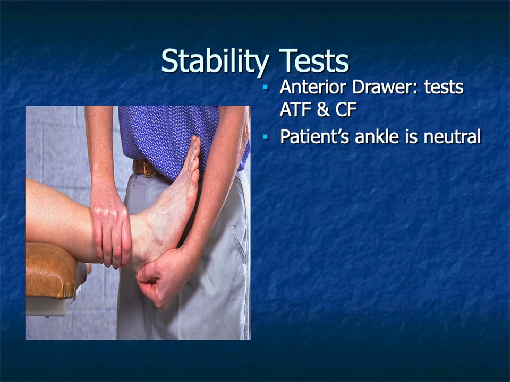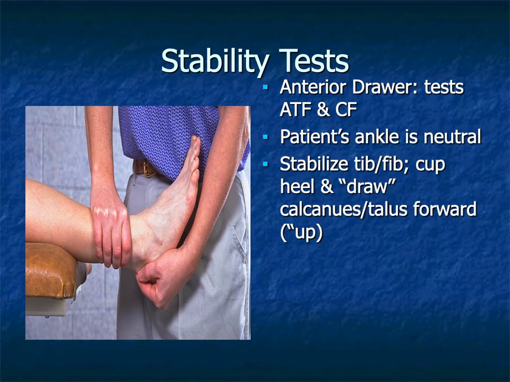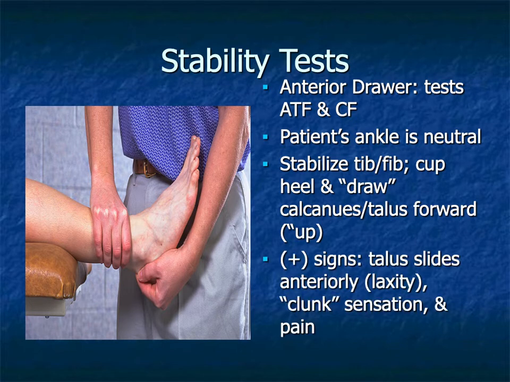Patient is in neutral, hanging off the table like the picture shows. We stabilize the lower tibia and fibula. We draw the heel forward like a drawer, and the calcaneus and talus move forward. The positive sign is the talus slides anteriorly or forward. So that means there's laxity. You can actually hear or feel a clunk sensation, and that patient's going to have pain. This is a very common test in athletics and in physical therapy, and doctors do this. Orthopedic doctors will do this test. So that's the anterior drawer test.